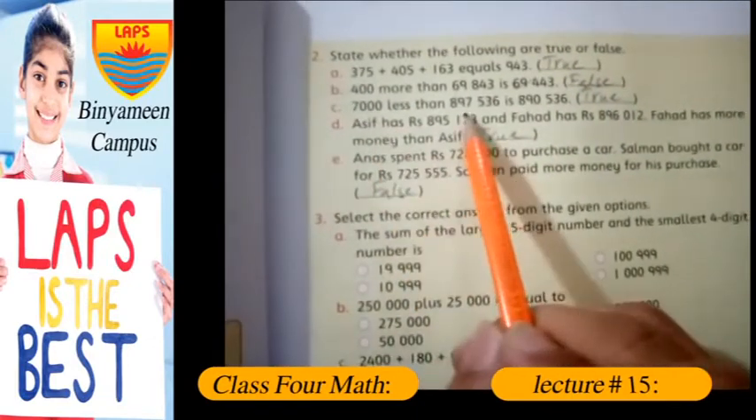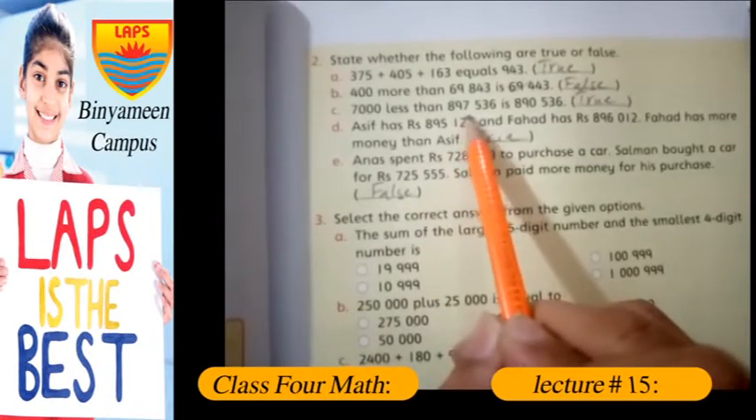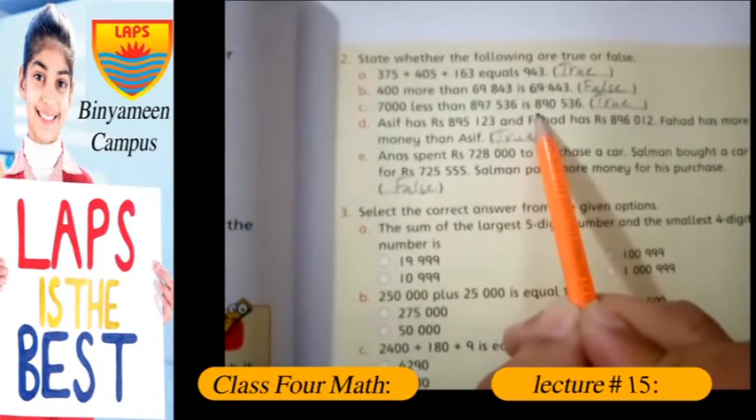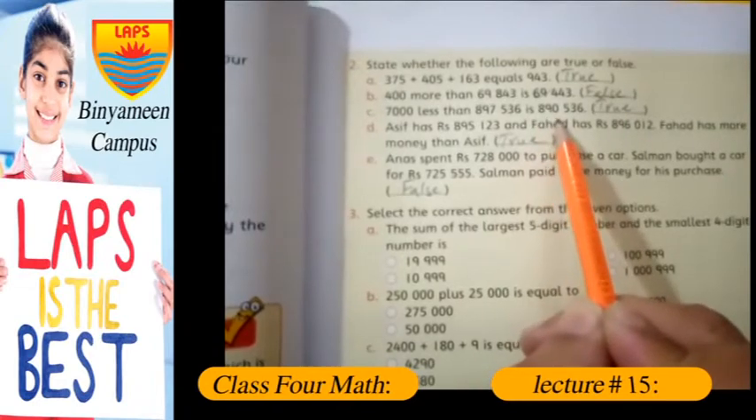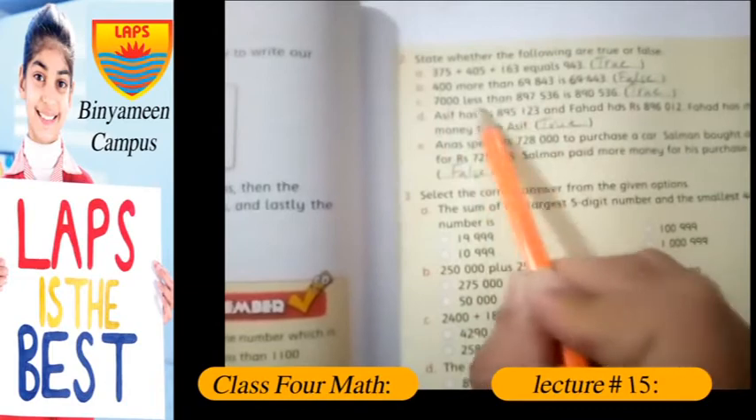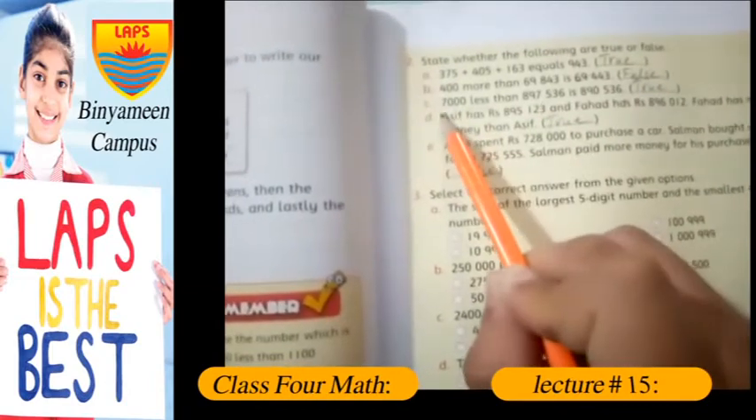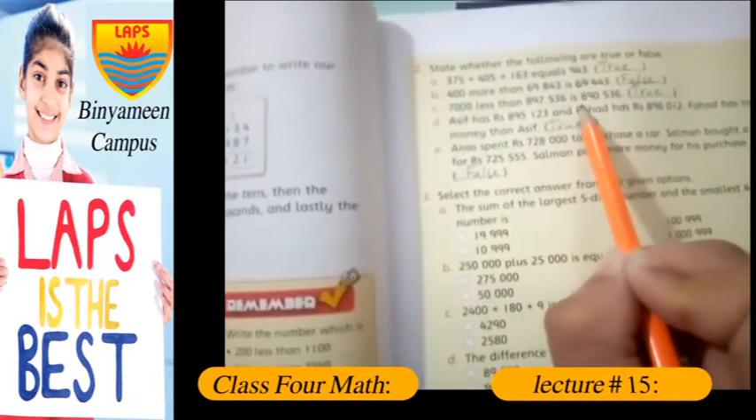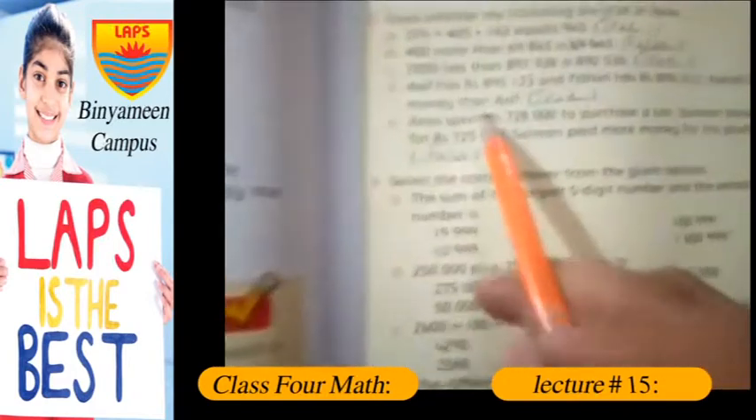And 7,000 less than 897,536 is 890,536. That's actually true. If you minus, because it says less than, so you have to subtract this value from this one and you will get this answer here, so this value is true.